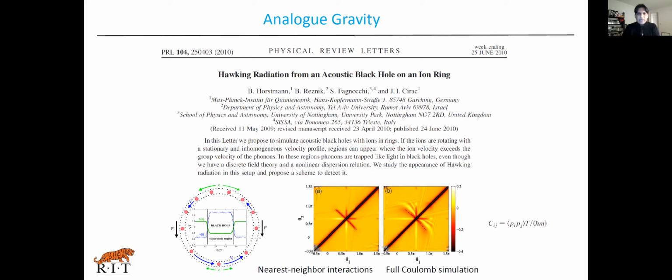So the idea of a black hole is that nothing escapes from it, and if the phonon cannot escape, then it's confined within the black hole. So here's their schematic. This doesn't always happen. There are certain regions where the ion velocity becomes larger than the phonon velocity. That's where you have the black hole.